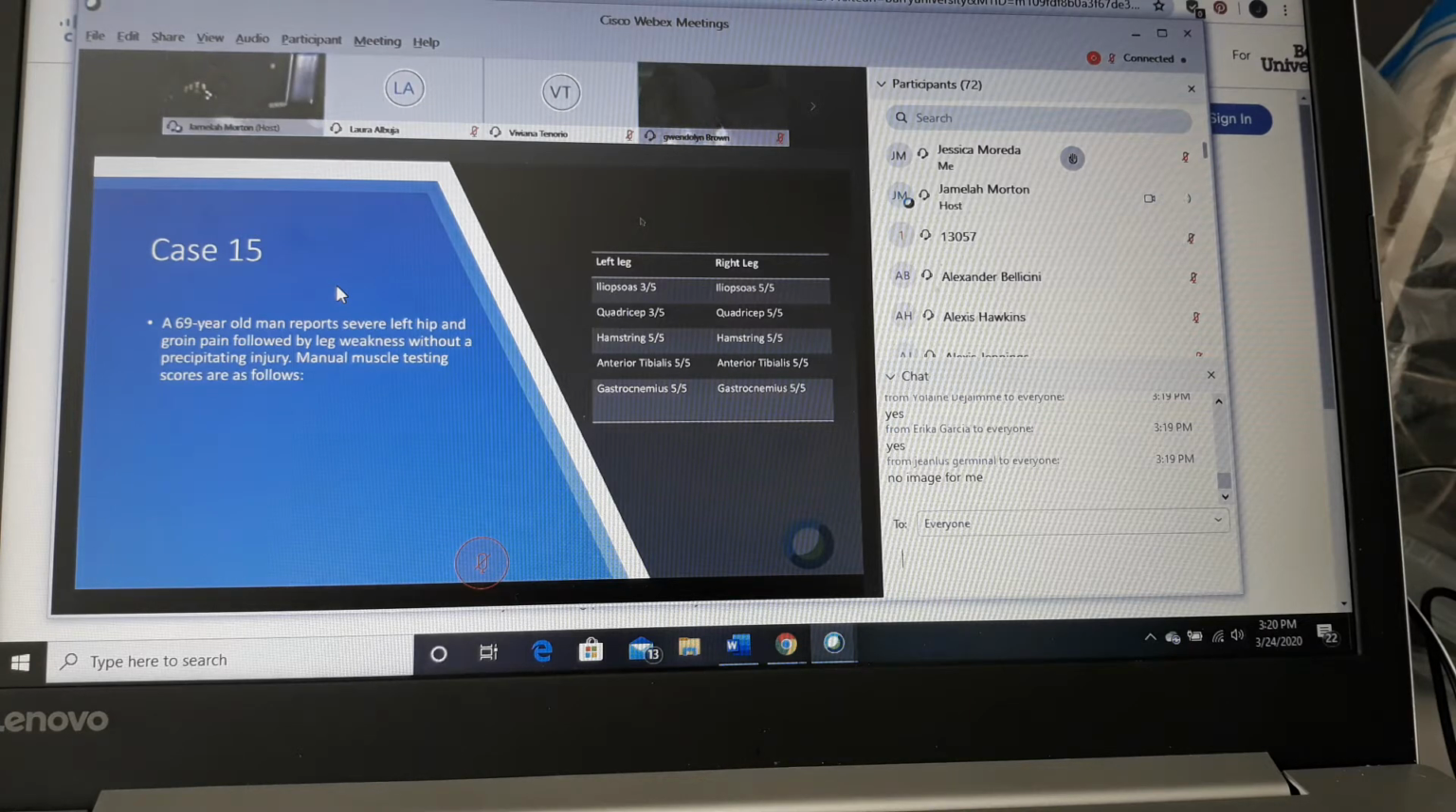S1 goes down the back, all the way down the posterior aspect of the leg to the lateral aspect of the foot, into the pinky. Okay? Did everybody get that? Everybody got that? No need for more demonstration?